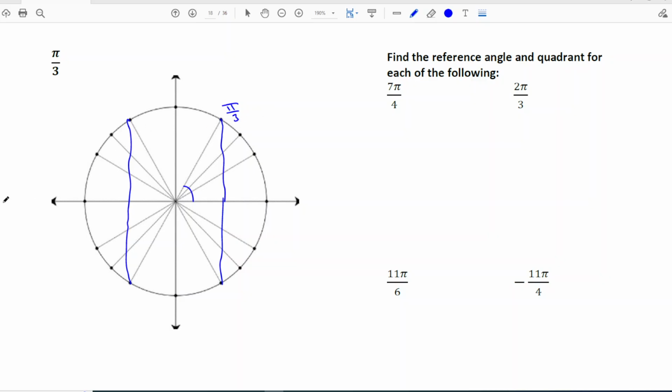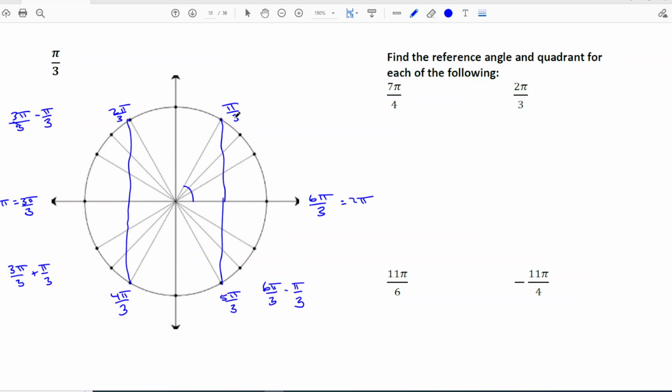Then here, if this is pi, we're going to call this 3 pi by 3. So in quadrant 2, you'd be 3 pi by 3 minus pi by 3, which would make this angle 2 pi by 3. In quadrant 3, you'd be 3 pi by 3 plus pi by 3, which would give you 4 pi by 3. And then in quadrant 4, 6 pi by 3 is 2 pi. So you could do 6 pi by 3 minus pi by 3, which would give you 5 pi by 3.